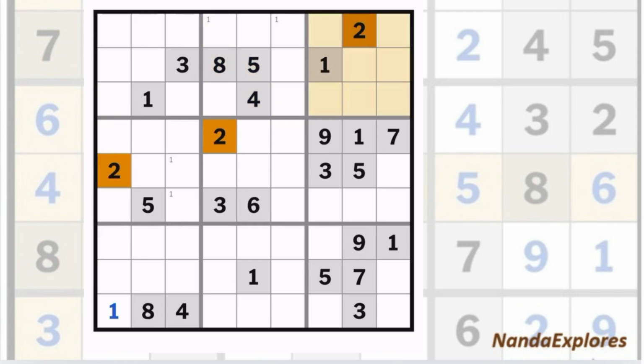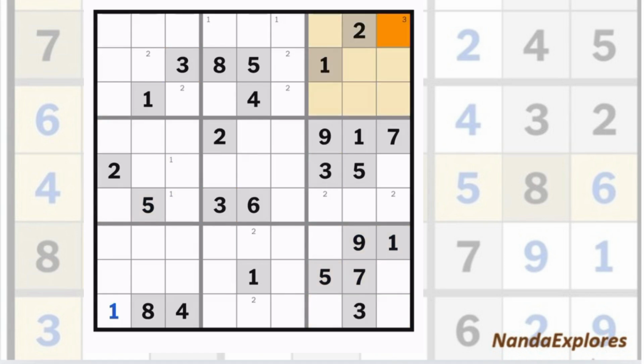Then we go to number 2. So here we get 2 cells where number 2 is a likely candidate in this block. And here also we get 2 cells in this block where number 2 is a likely candidate. So here also we get 2 cells where number 2 is a likely candidate. So here too we get it. Go to number 3.